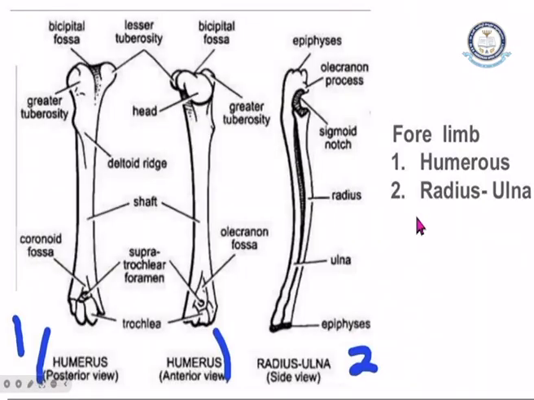The first bone is the humerus, which is a stronger bone consisting of coronoid fossae, and different regions are present. Apart from that, we have the radius and ulna, which are fused here. Then the bones of the hand, which are the tarsus, metacarpals and the phalanges.